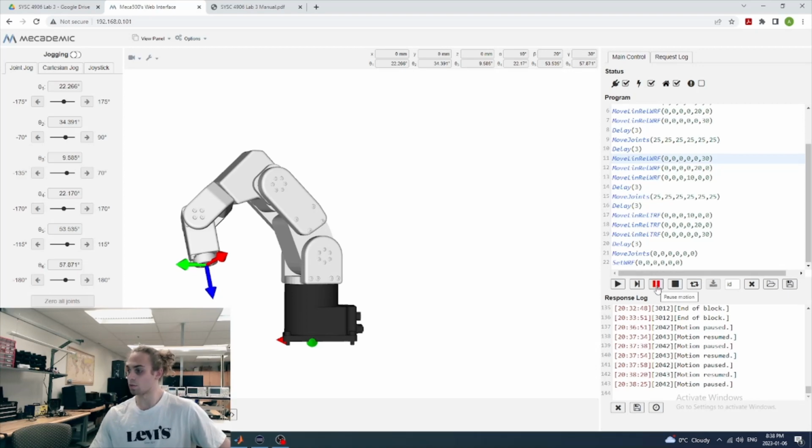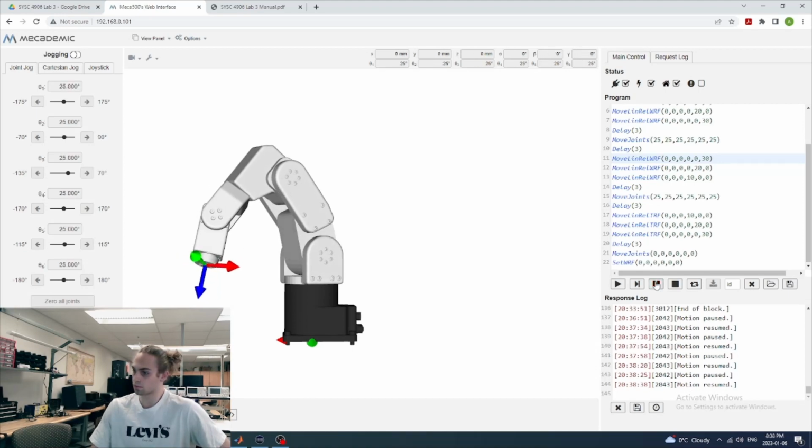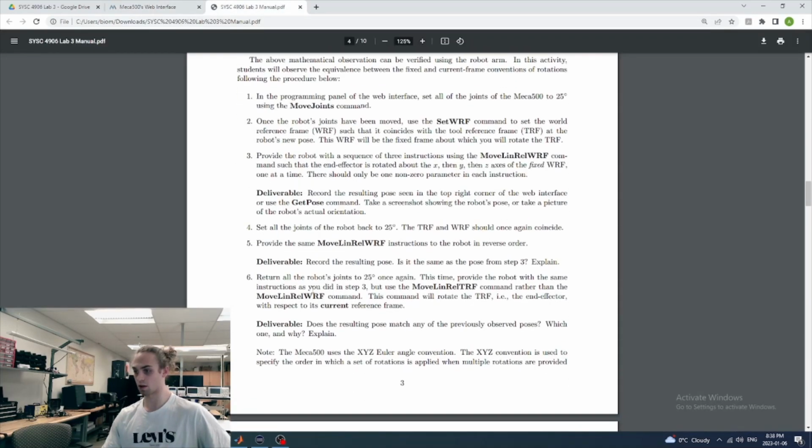So now we're going to move it back so that all of our parameters are 0 again, so that all the joints are 25 degrees. And now we're going to apply some rotations using the tool reference frame. So this will be step 6. So now instead of using the world reference frame, we'll be using the tool reference frame. And this should be acting as the current axis convention.